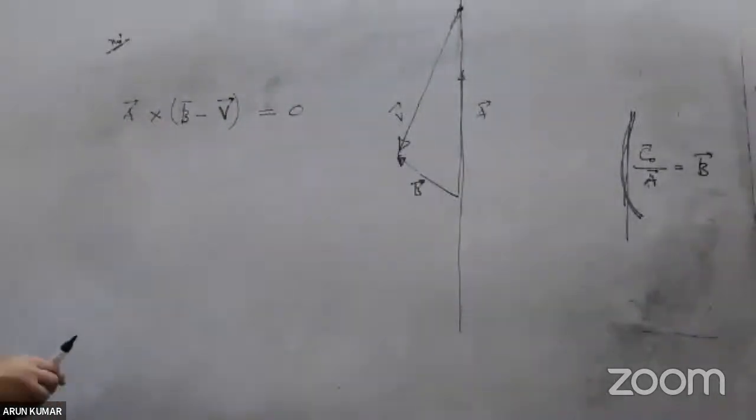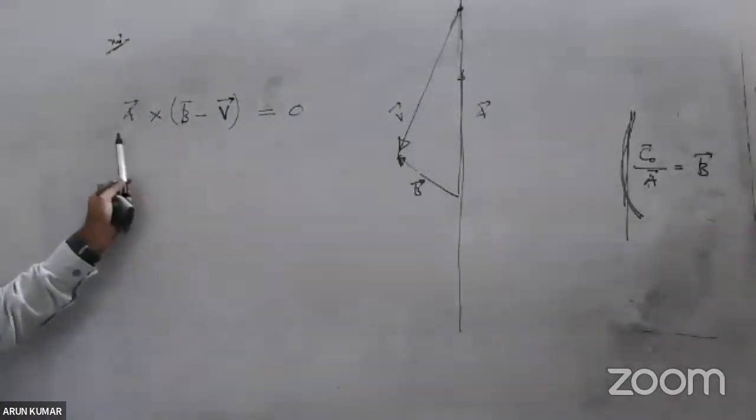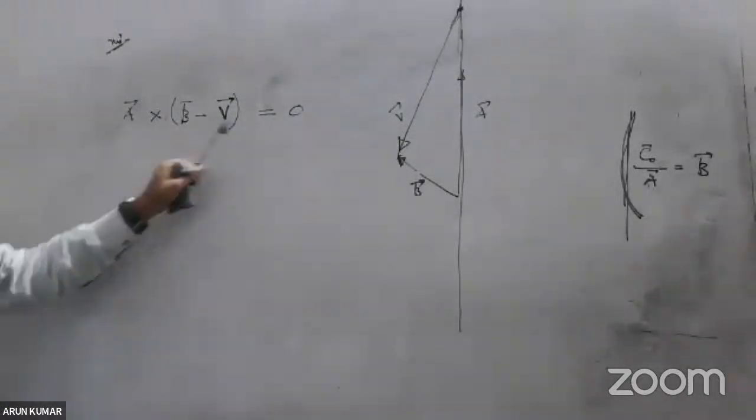Why will this be 0? Because B minus V is parallel to A bar. Two parallel vectors, A cross that vector will be 0.